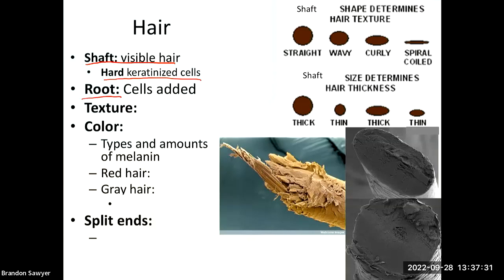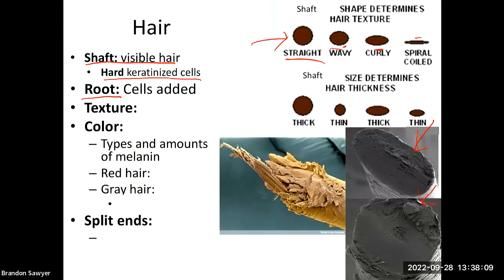The root of the hair follicle is the part where the new cells are constantly being added. So we have a version of those basal cells there that are constantly making new cells, adding them to the hair shaft. Texture is going to be dictated by the shape of the shaft, right? So straight hair is pretty much round, and then the flatter it gets, the more curly it gets. Wavy is a little more oval-like, then it's curly, and then very spiral or coiled hair is almost flat.